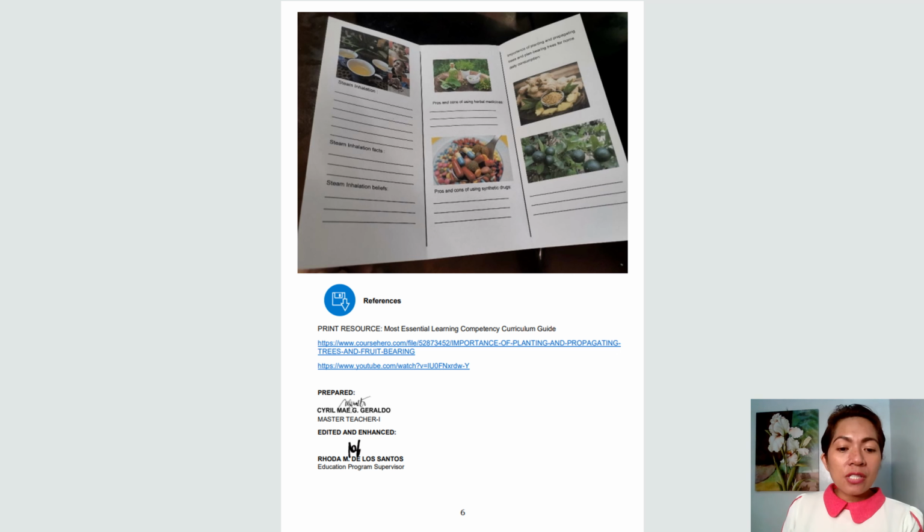And references and who prepared this material. So, yun lang po ang dapat content ng ating performance task. I just want to be very clear, that please, dear teachers, dear administrators, I know that you are very creative and innovative. Please do not be afraid to create your own. This is just suggestive and an example.